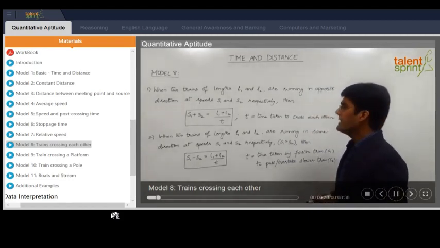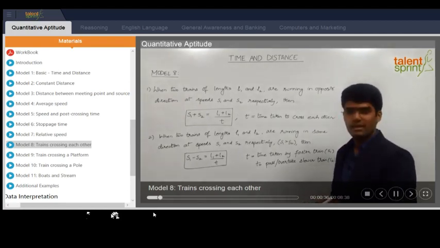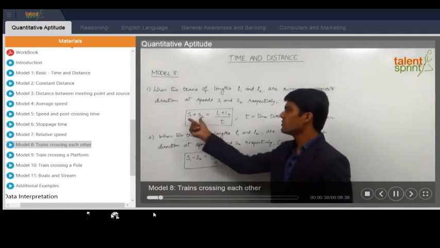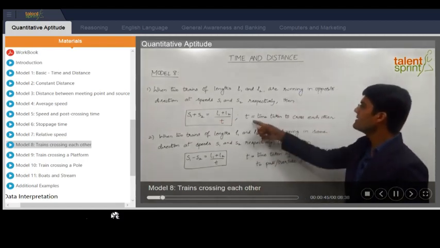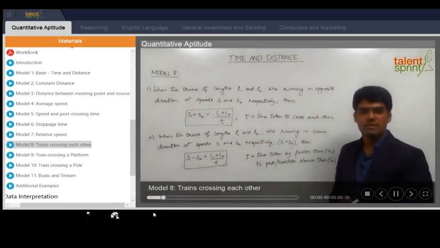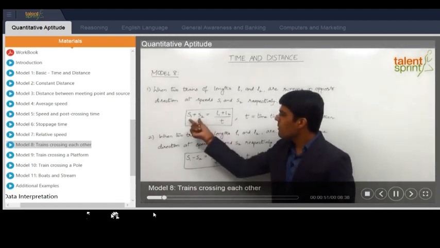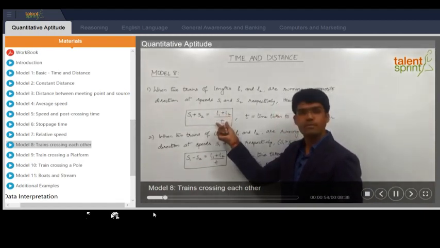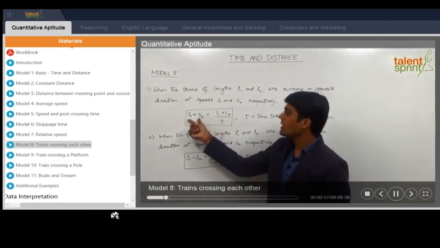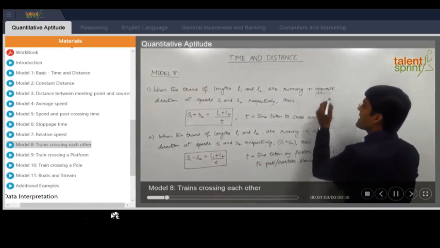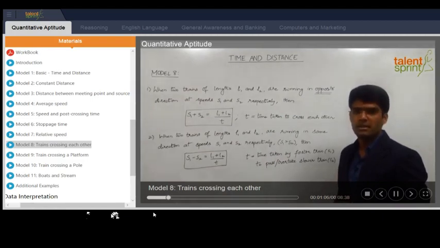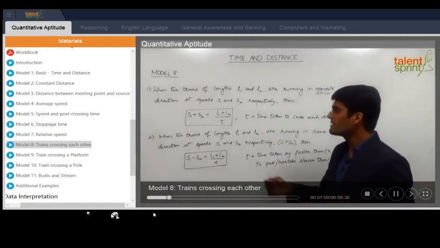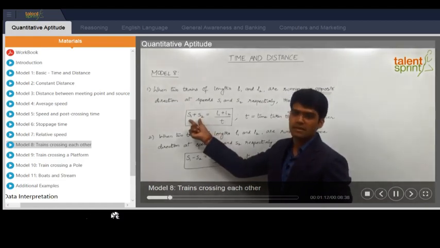When two trains of lengths L1 and L2 are running in opposite direction at speeds S1 and S2 respectively, then the equation which you are supposed to use is S1 plus S2 equals (L1 plus L2) by T, where T is the time taken to cross each other. Now if you observe, this equation is in the form of speed equals distance by time. We are taking the speed as S1 plus S2 because the two trains are running in opposite direction. And we very clearly know that whenever two bodies run in opposite direction, the relative speed has to be considered. And for opposite direction, the relative speed is sum of the speeds. So that is the reason we are taking S1 plus S2.